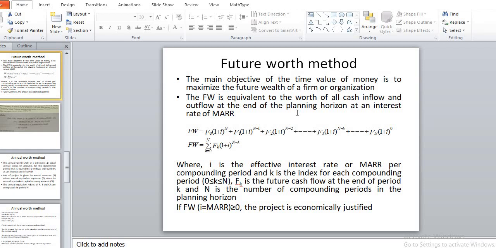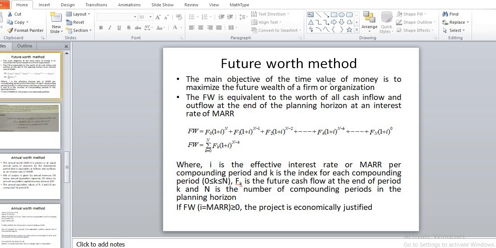In the present worth method, we calculate this equivalent worth at the beginning of the considered period or planning horizon. In the future worth method, we calculate the equivalent worth of the inflow and outflow of cash at the end of that period, with some interest rate, which we call the minimum attractive rate of return.